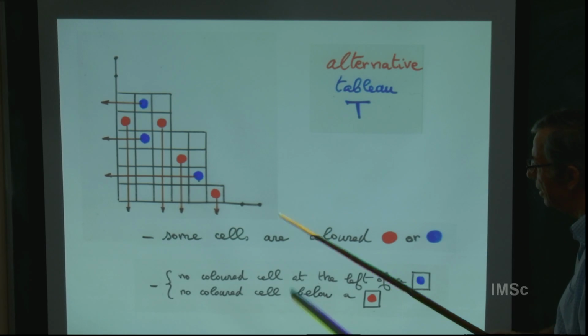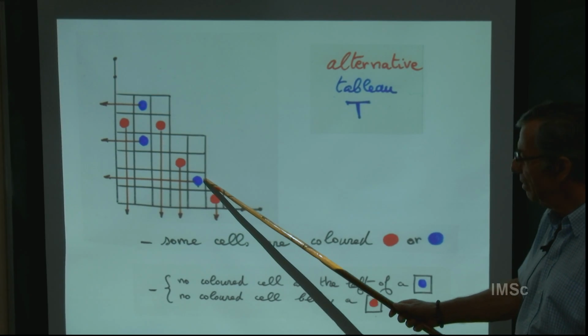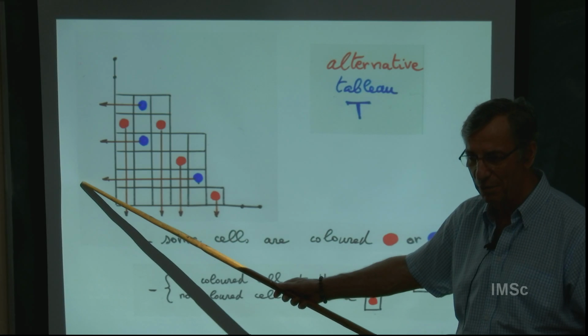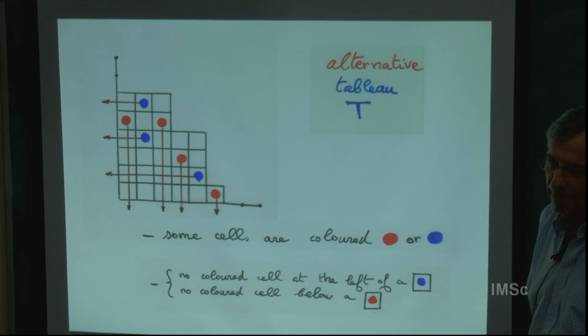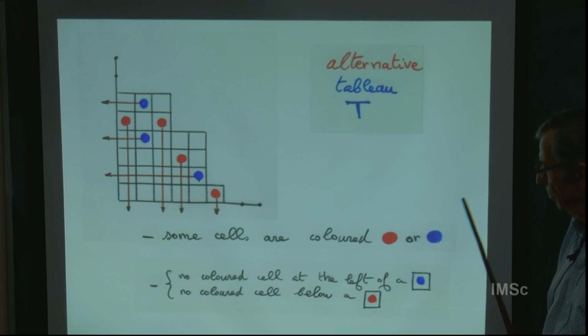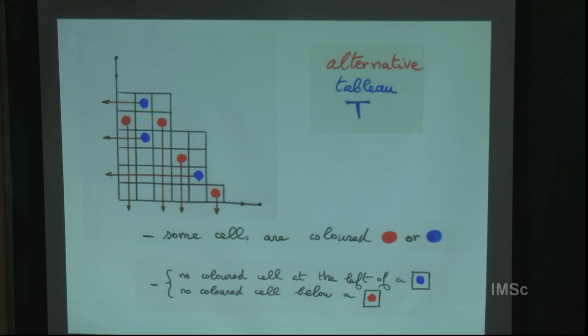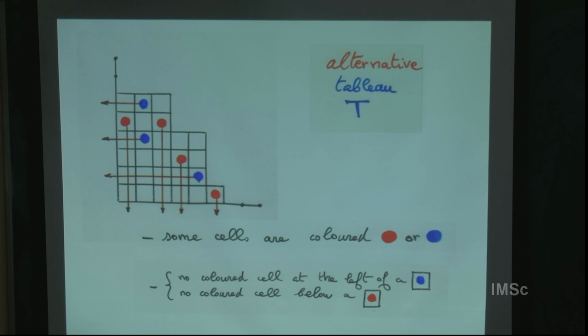The condition is that for a blue cell, there is nothing colored on the left. And for a red cell, there is nothing below. That's the condition. And I call this an alternating tableau.